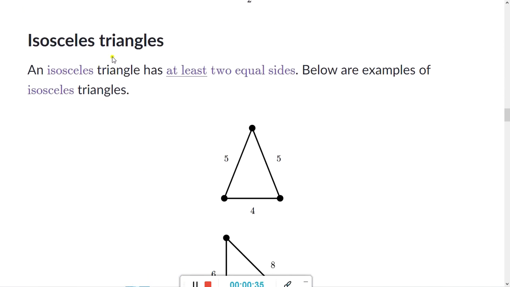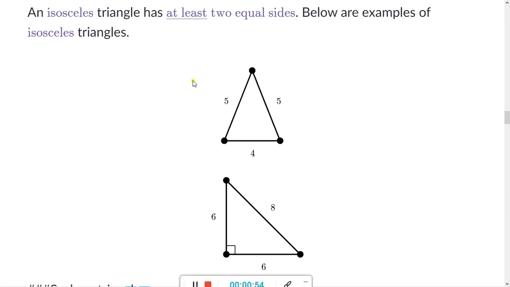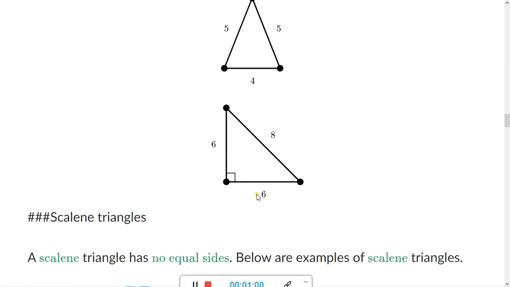All right, isosceles triangles. An isosceles triangle has at least two equal sides. The reason we say at least is because you may not know the third side length. So in other words, it has two or three equal or congruent sides. All right, so here's some examples. You see the two sides match here, 5 and 5, and here 6 and 6.